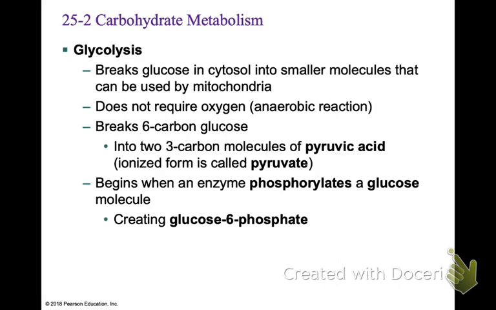All right, so our first step is glycolysis. This occurs in the cytoplasm of the cell. And glycolysis is not the part that requires oxygen. The part that requires oxygen is in the mitochondria.